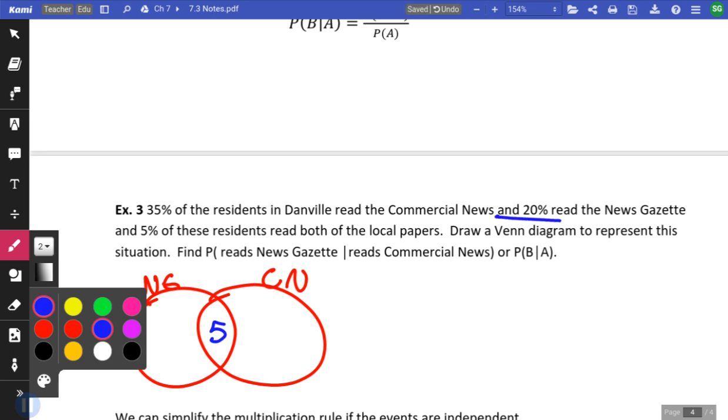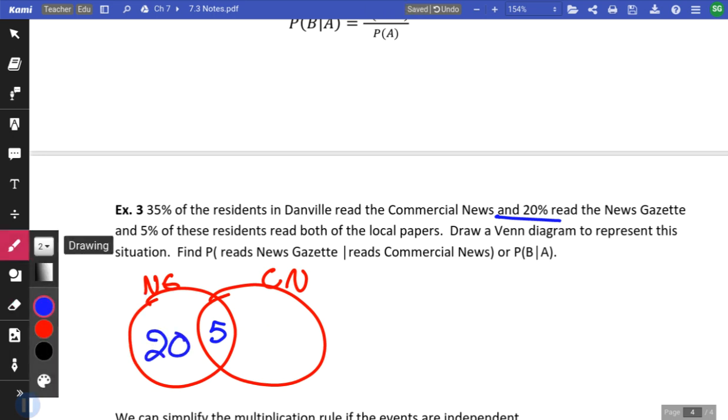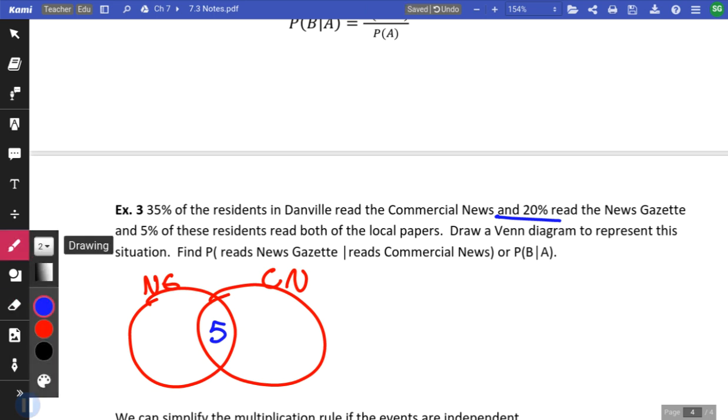20% read the commercial news, but we've already counted 5 of them. Nope, that's backwards. That's the News Gazette. 20% read the News Gazette, but I've got to take out the 5. So the whole News Gazette circle needs to be 20: 5 and 15. The whole commercial news circle needs to be 35. So that's 30.